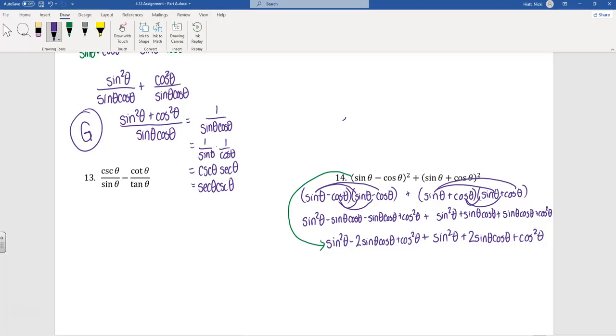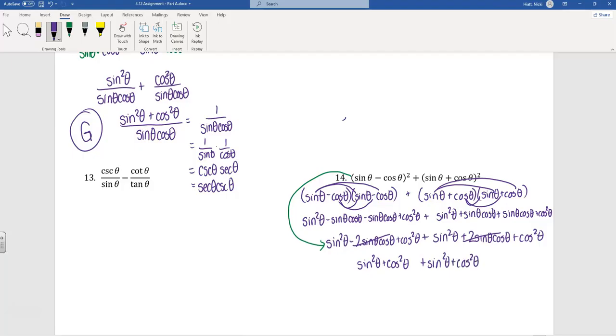What do you think, Ava? Okay, so the negative 2 sine cosine and the positive 2 sine cosine, what will you get when you do that? 0, they go away. Yes, definitely do that. Now, look at what we've got left. I could put the sine squares together, but I think I'd rather not. Because look what I've got left. Sine squared theta plus cosine squared theta plus sine squared theta plus cosine squared theta.